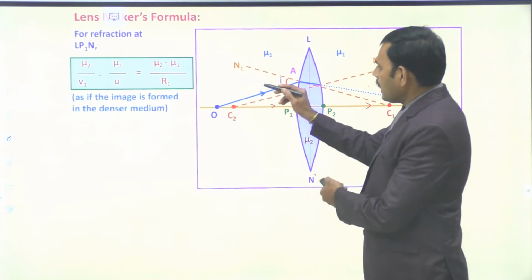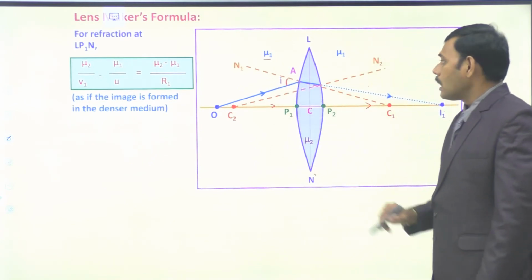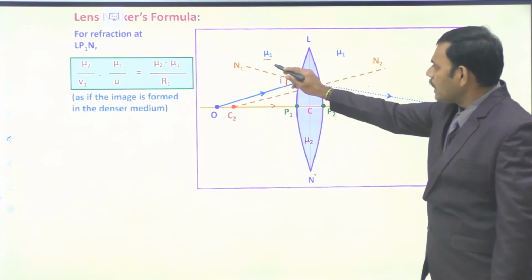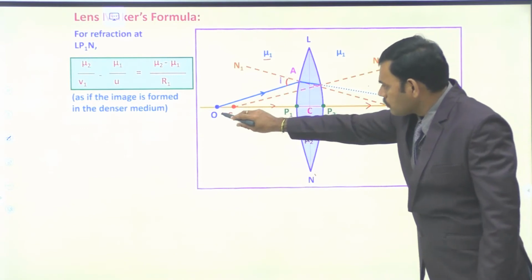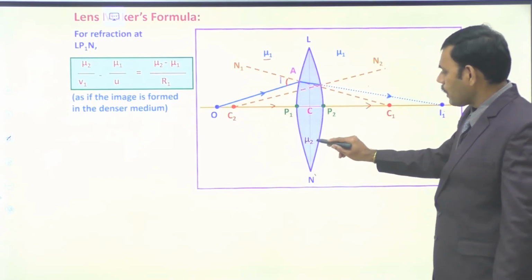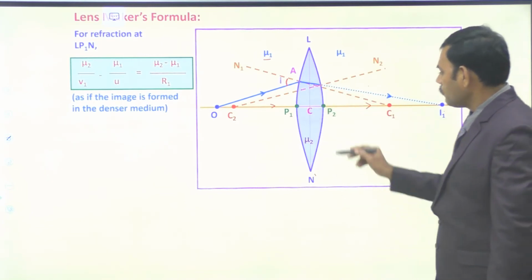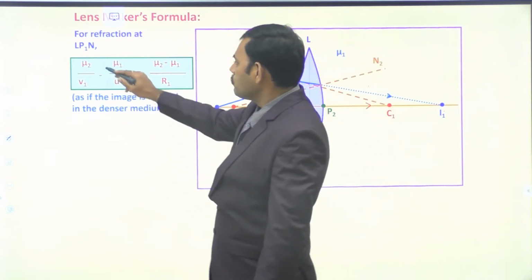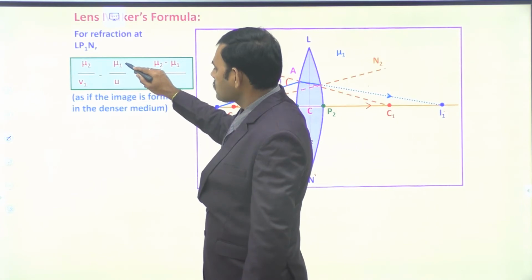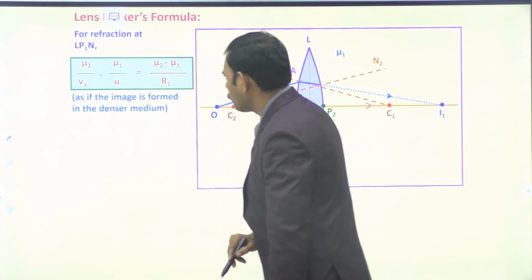We know that a light ray starts in mu1 refracting medium and is refracted through mu2 refracting medium. The light ray starts from the object which is kept in mu1 refracting medium. It forms the image in mu2 refracting medium, the denser medium, after first refraction. Then we have a relation: mu2 by the image distance minus mu1 by the object distance is equal to mu2 minus mu1 by the radius of curvature.